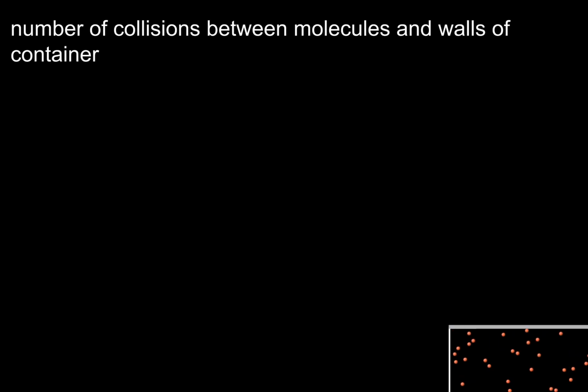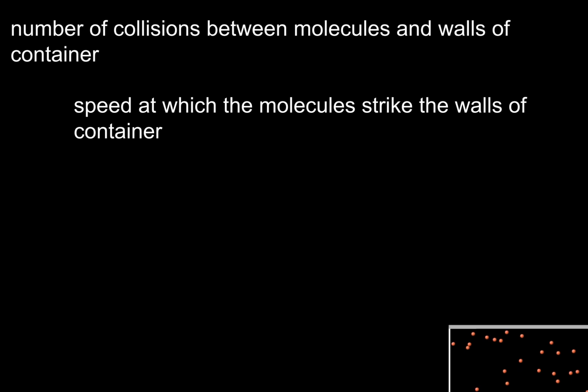First of all, you can see that the number of collisions between the molecules and the walls of the chamber gives rise to the pressure. Right, as I already said, force over area. So the collision gives rise to the force. The speed of the molecule also plays a part. So the average speed of the molecules at which it collides with the wall of the chamber also plays a part in the force factor.